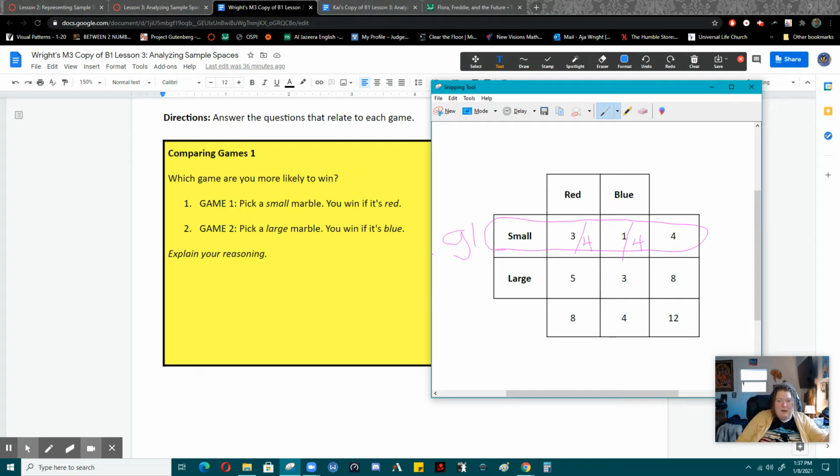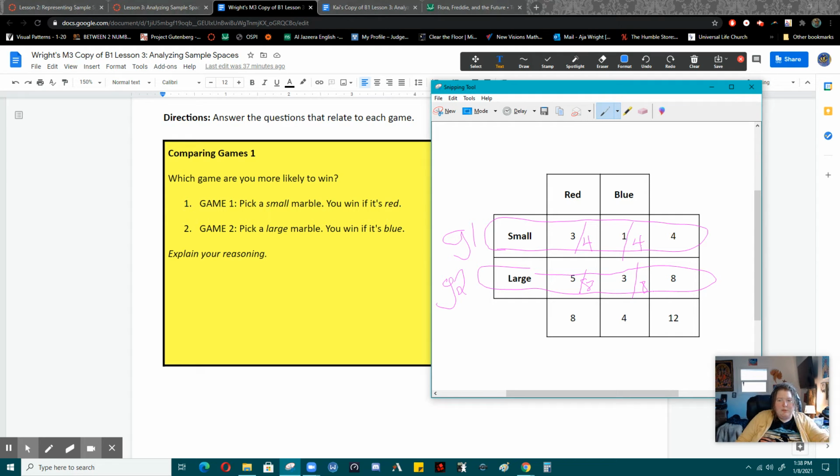Game two is pick large and you win if it's blue. So again, for game two, you're going to just look at the large row and compare these 8 marbles in here. So there's 5 out of 8 red large marbles, 3 out of 8 blue marbles. My bad. Okay. So for this game, you have a 3 out of 8 chance of winning.